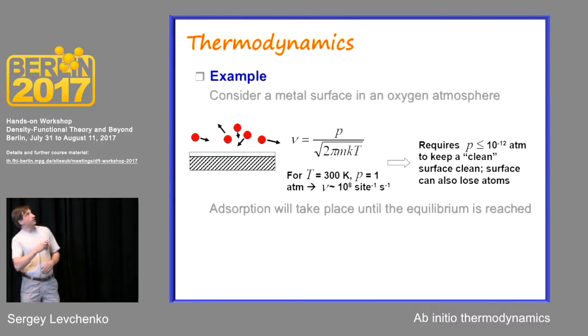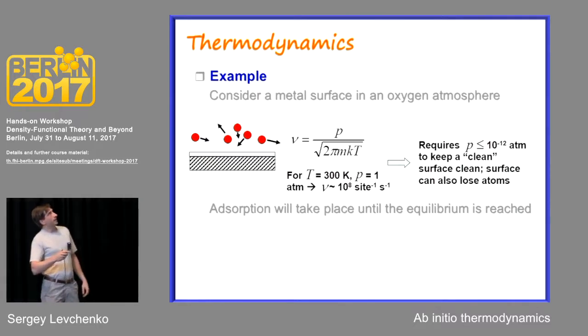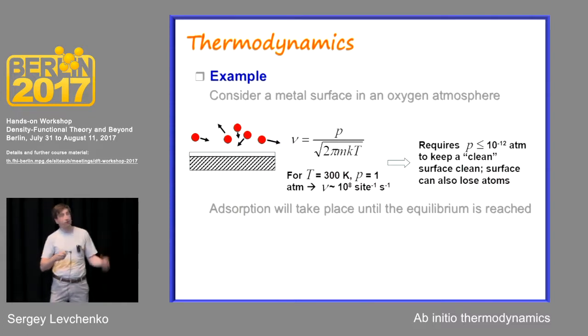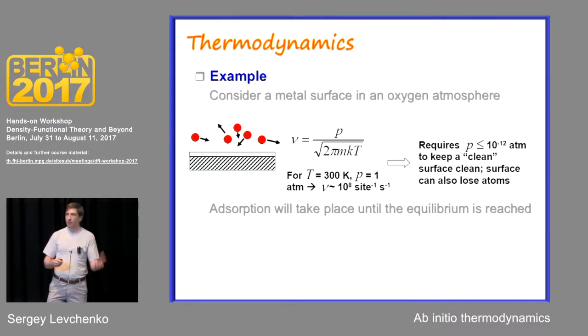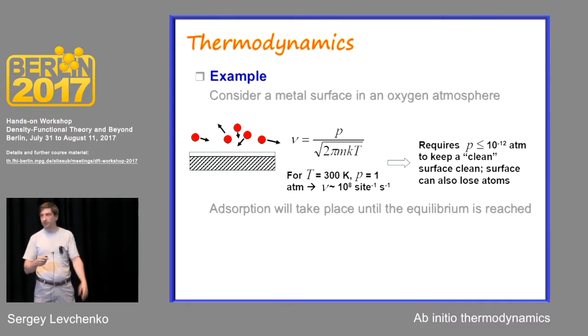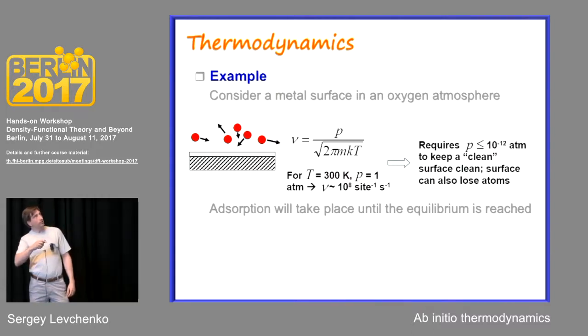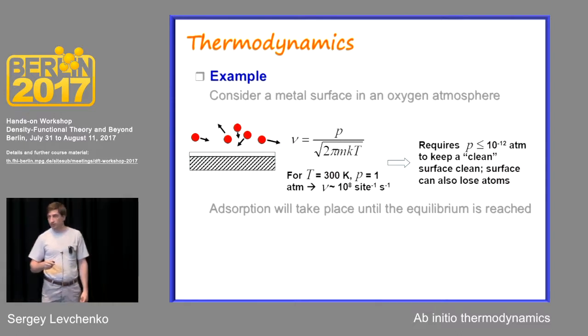So if we consider, for example, a metal surface in an oxygen atmosphere, an atmosphere characterized by a certain temperature and pressure, then we can calculate the number of times that molecules hit a particular site at the surface per second. And for room temperature, 300 Kelvin, and the pressure of 1 atmosphere of oxygen, we get that each site at the surface is hit 100 million times per second.